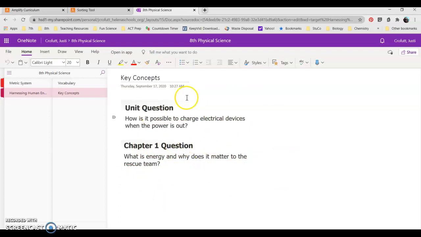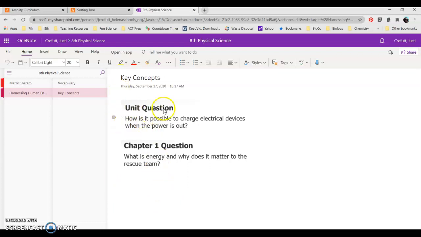You guys, again, will be able to use this notebook on tests. These key concepts that we're going to start adding tomorrow are going to be really important in helping you answer some questions on the test. If you can think about the key concepts and they make sense to you, the test is going to be really easy.